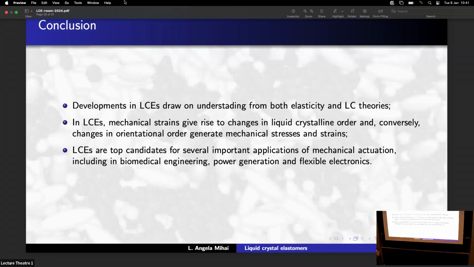So mechanical strain can give rise to changes in the crystalline order, and vice versa. Changes in the order, say due to environmental changes, will induce some mechanical stress and strains. And because of these very special properties, liquid crystal elastomers are top candidates for a range of applications in mechanical engineering, power generation, etc.